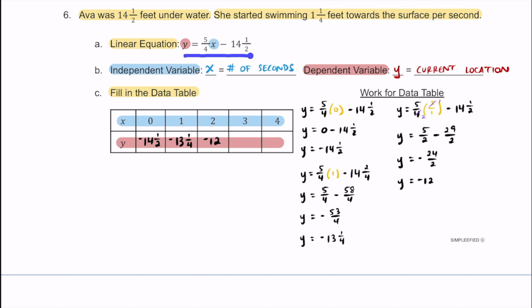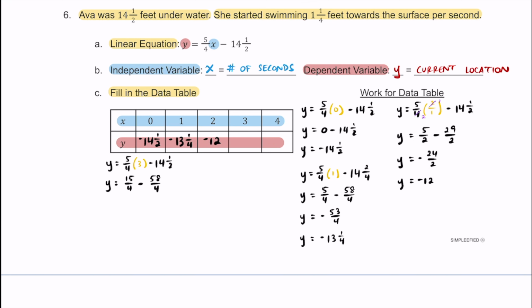Now let's go ahead and take the same equation, but now x is going to equal 3. So let's substitute in 3 in for x. So we're going to get y is equal to 5/4. We're going to multiply this by 3 here. Okay, and then we're going to subtract 14 and 1/2. Okay, so this 5/4 times 3, that's going to be 5/4 times 3 over 1. That's going to be 15 over 4 minus, and we already know this 14.5 in terms of fourths is going to be this 58 over 4. So minus 58 over 4.